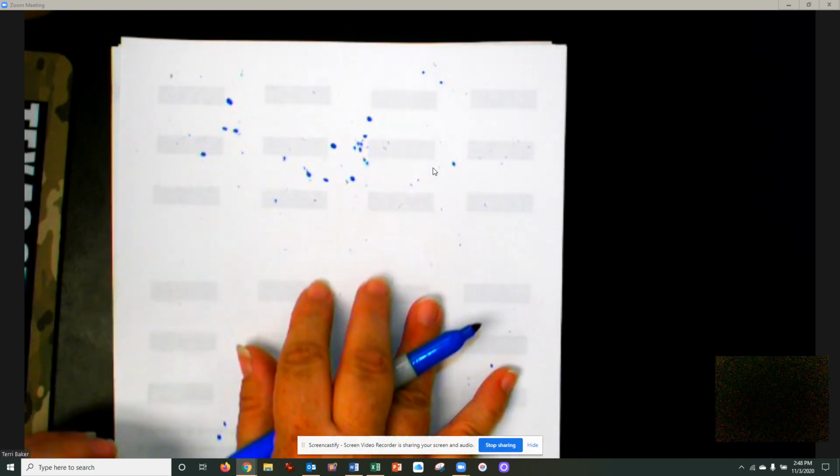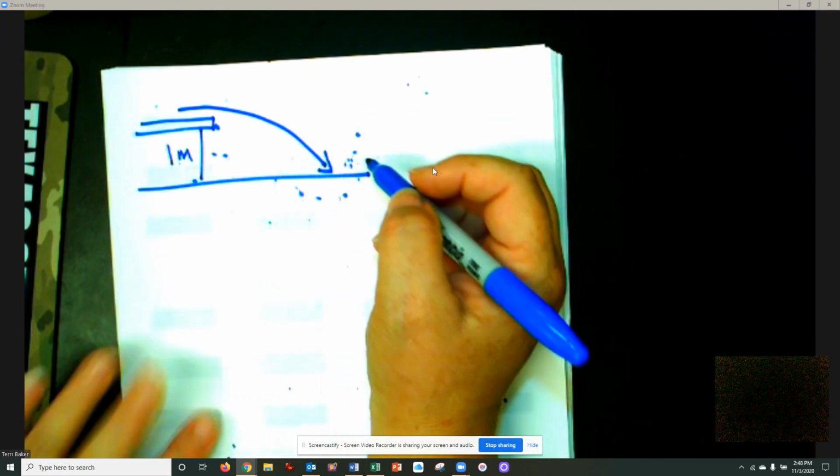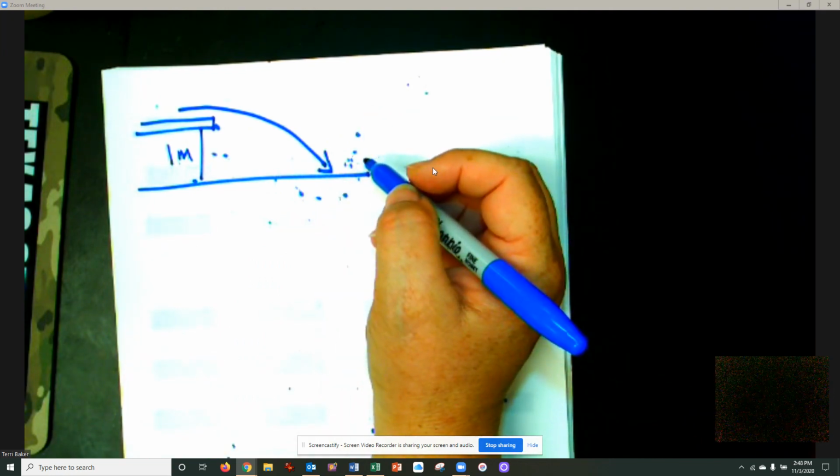Number 4. A ball rolls with the speed of 2 meters per second across the table, which is 1 meter tall. The ball rolls, hits the edge, and upon reaching the edge of the table, it follows a parabolic path to the floor. How far along the floor is the landing spot? So you want to find delta x.